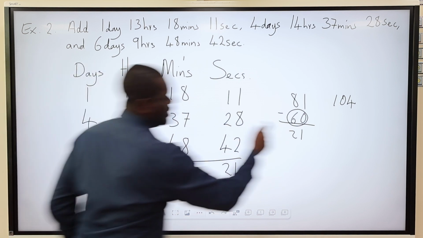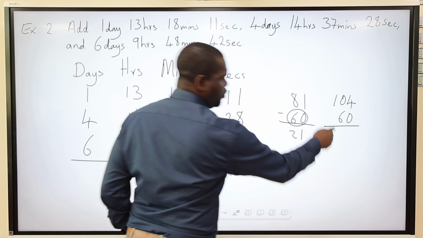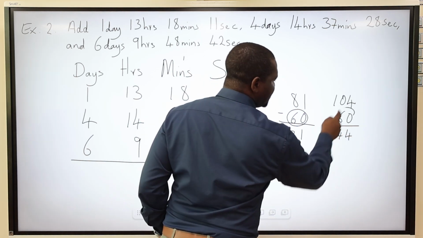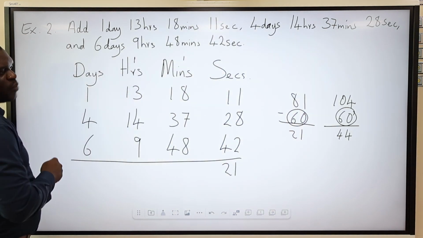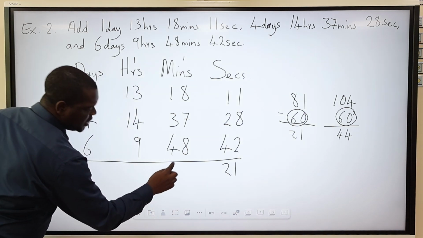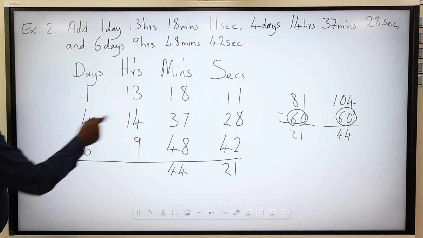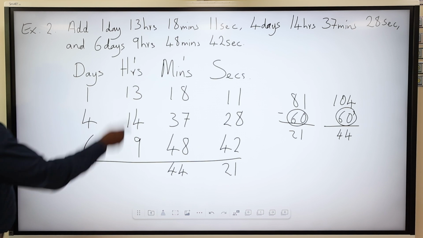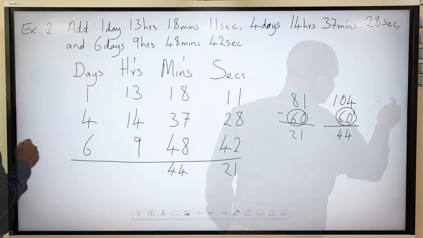104 is more than 60. So we're going to take away 60 from 104. And if you subtract that, it's going to give us 44. So this 60 minutes will go to hours. So we have plus 1 hour. And the remainder we have, which is 44, will be written here. 13 plus 14 will give 27. 27 plus 9 will give us 36. 36 plus 1 will give 37. So we have 37 hours here.